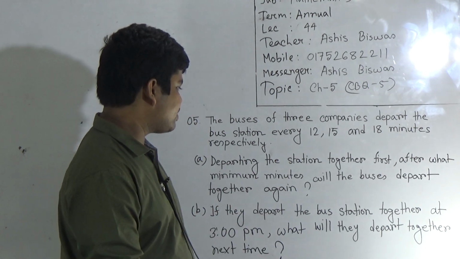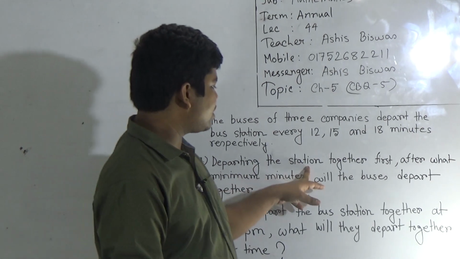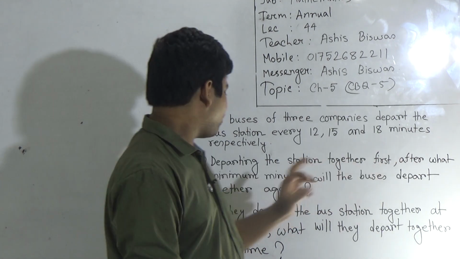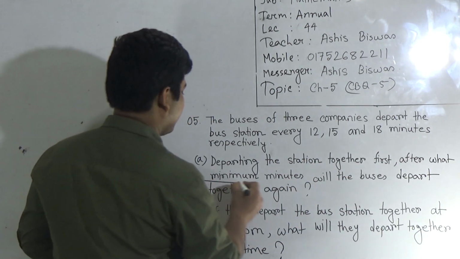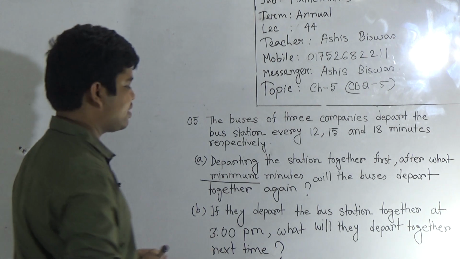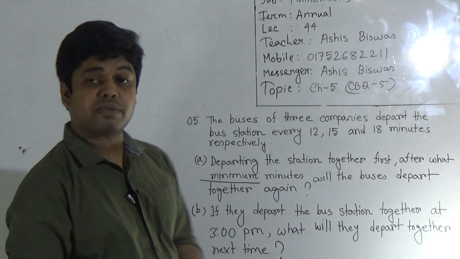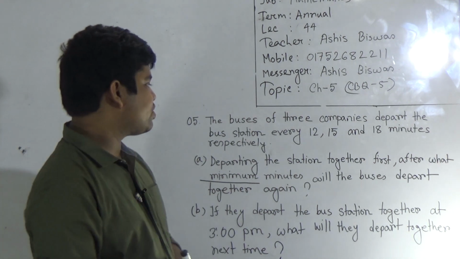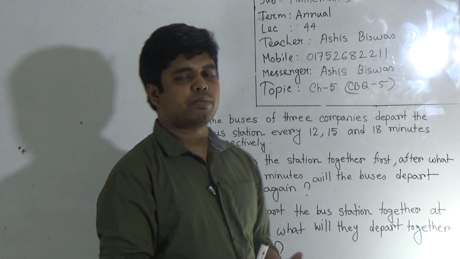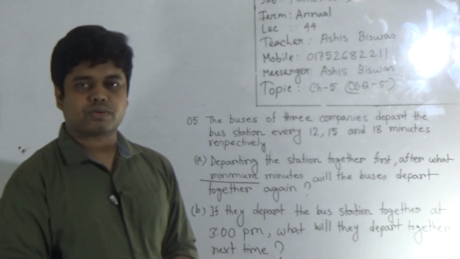Students notice here, departing the station together first after what minimum time? Here minimum is present. As minimum minutes is asked, that means we do the LCM of these 3 numbers and we get the answer of this question.